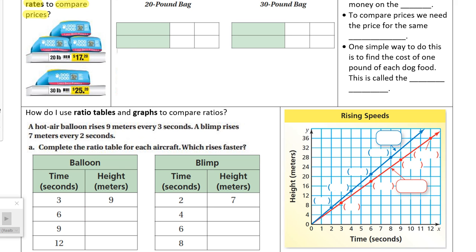Which bag of dog food is the better buy? We have a 20-pound bag and we have a 30-pound bag. And here's what we got. We have 20 pounds for $17.20 and 30 pounds for $25.20.